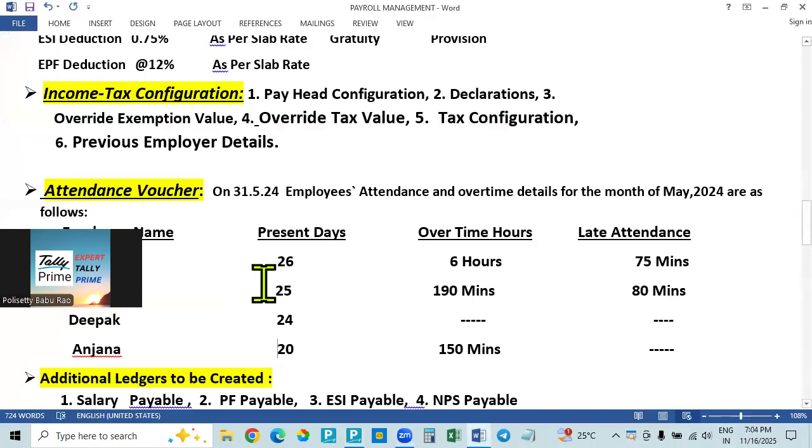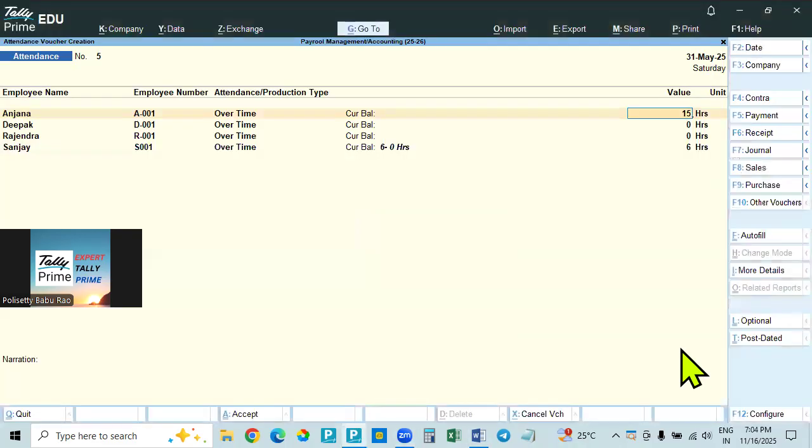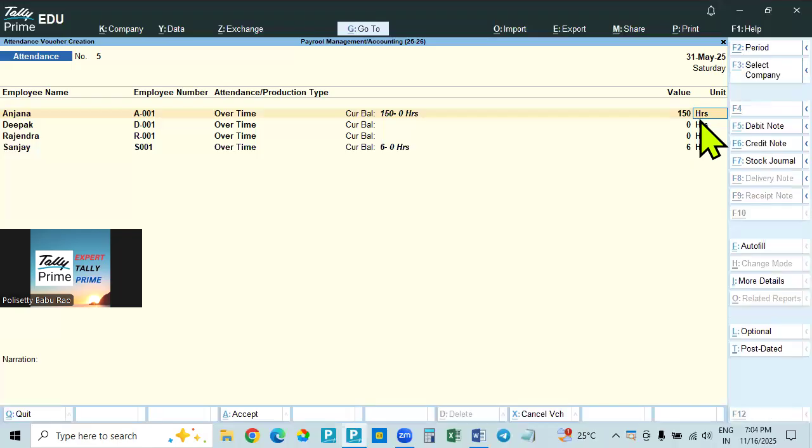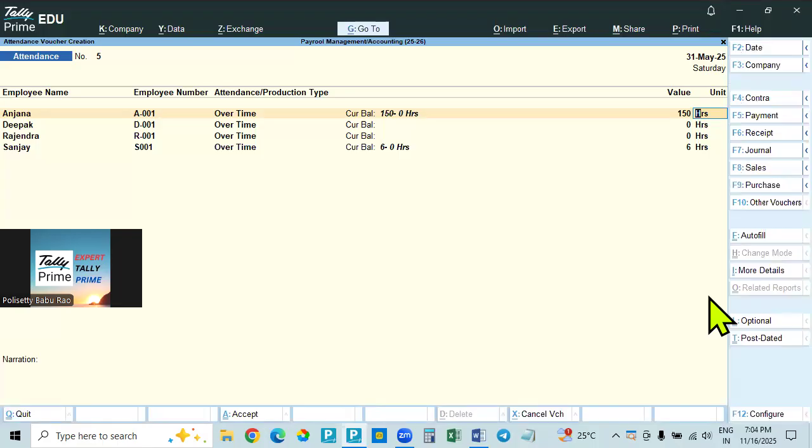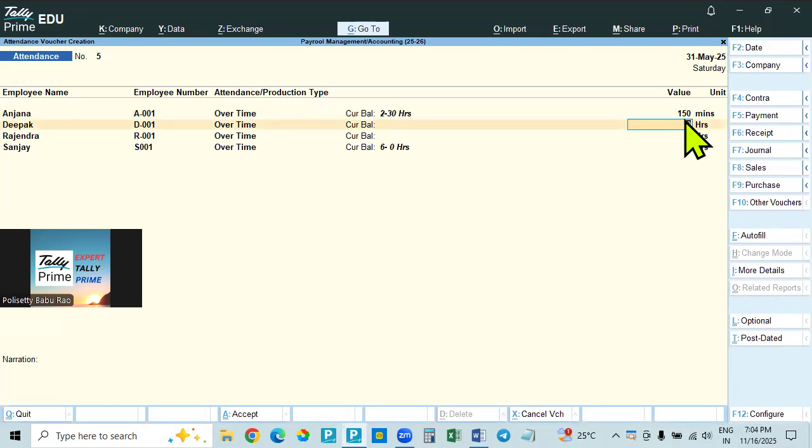But next one is Anjana, 150 minutes. Here you will give 150. Next it is hours, so automatically it would take 150 hours. But it is 150 minutes. So in the unit column, you have to give MINS. MINS means minutes. 150 minutes means 2 hours, 120 minutes, and then 30 minutes. So 2 hours and 30 minutes.